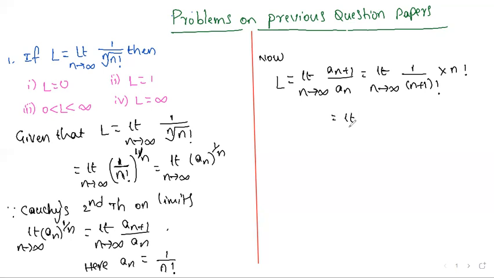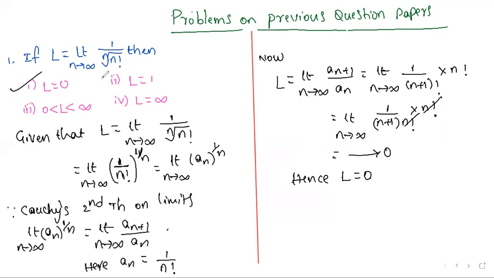That is equal to limit n tends to infinity. Here we can write in the factorial notation: (n plus 1) factorial is equal to n plus 1 into n factorial. That is equal to n factorial by (n plus 1) into n factorial. These two are cancelled. So limit n tends to infinity 1 by n plus 1, this converges to 0. Therefore, hence capital L is equal to 0. So the first option is the right answer.